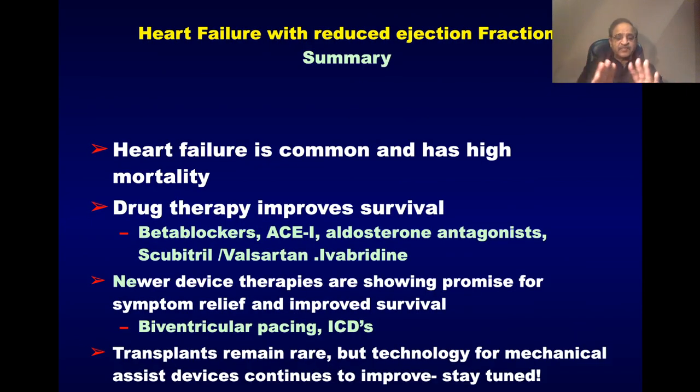So, heart failure is very common. It has a high mortality, and a high rate of repeated hospitalizations. You should give drugs to improve symptoms, but most importantly, you must give drugs to improve survival, like beta blockers, ACE inhibitors, spironolactone, sacubitril-valsartan, which is a new drug that reduces cardiovascular mortality.